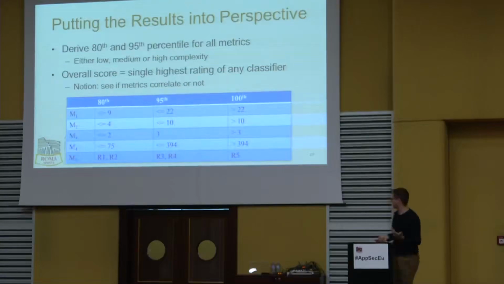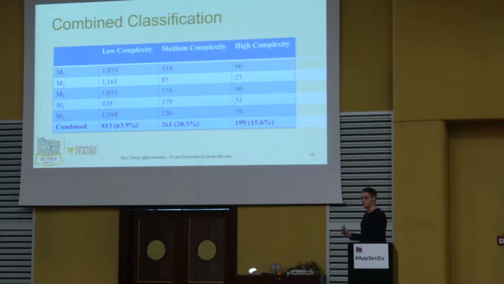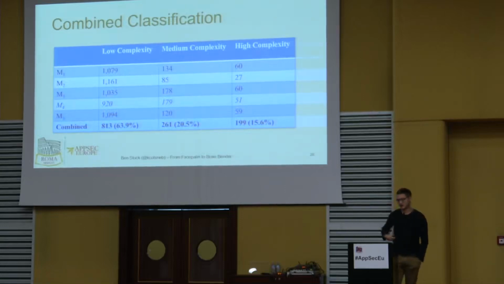But then again, this is really just numbers. You can look these up in the paper. I want to point your attention to the combined classification. Let's have a look at the high complexity bucket. We see that at most 60 of the vulnerabilities are contained within the high complexity bucket for any one single metric. However, if we apply what I told you earlier, the single highest rating by any of the classifiers, we suddenly see about 200 of these which have a combined rating of high complexity.